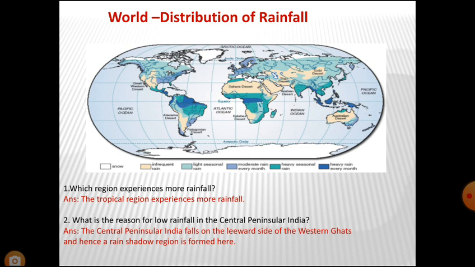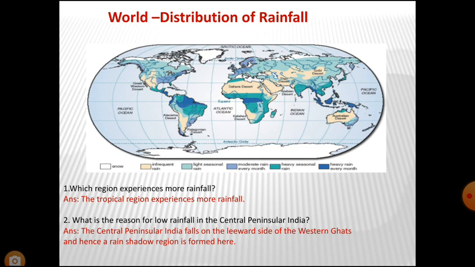Rainfall gradually declines towards the east of Europe as this region is away from the Atlantic Ocean and hence moist air cannot reach up to this region. Now you can see Australia. Australia is located in the southern hemisphere and the coastline of eastern Australia comes under the influence of trade winds. Hence, the eastern coast of Australia receives more rainfall.